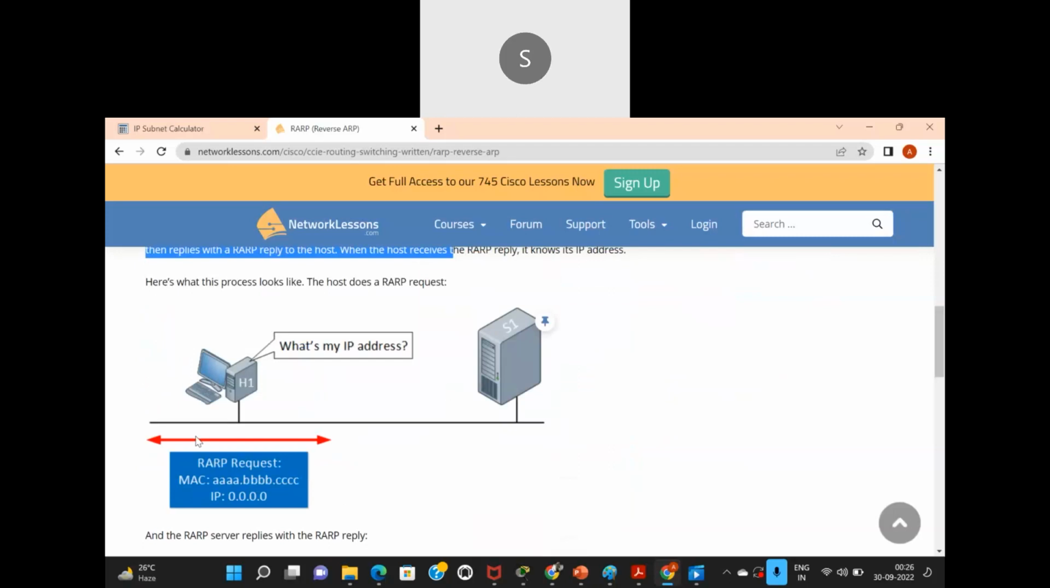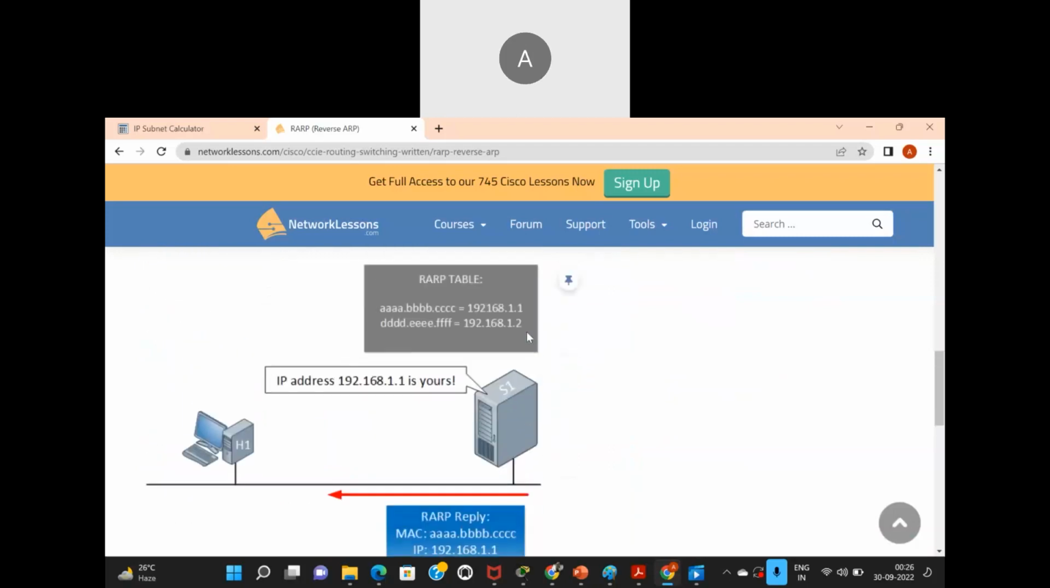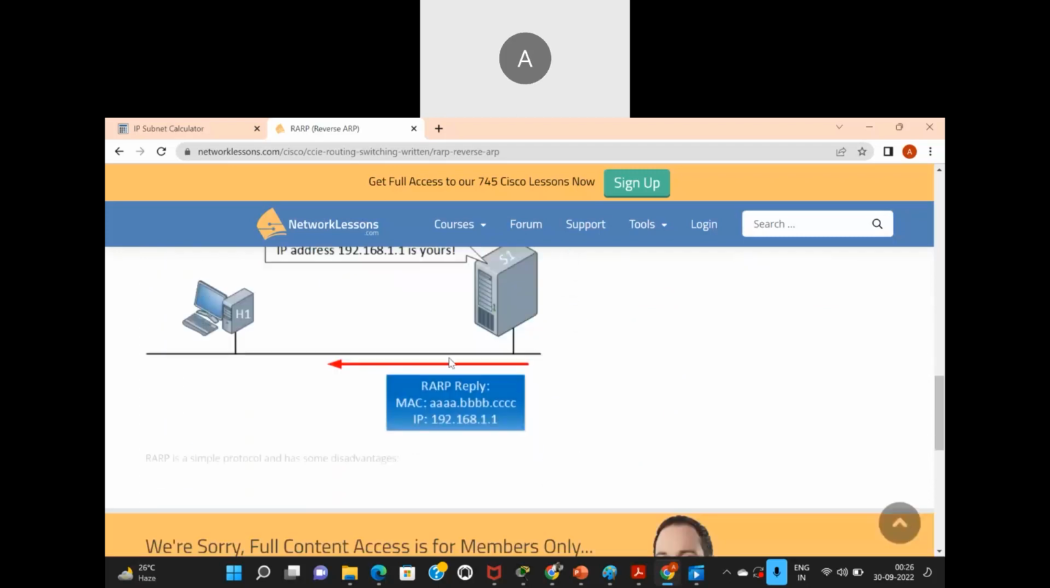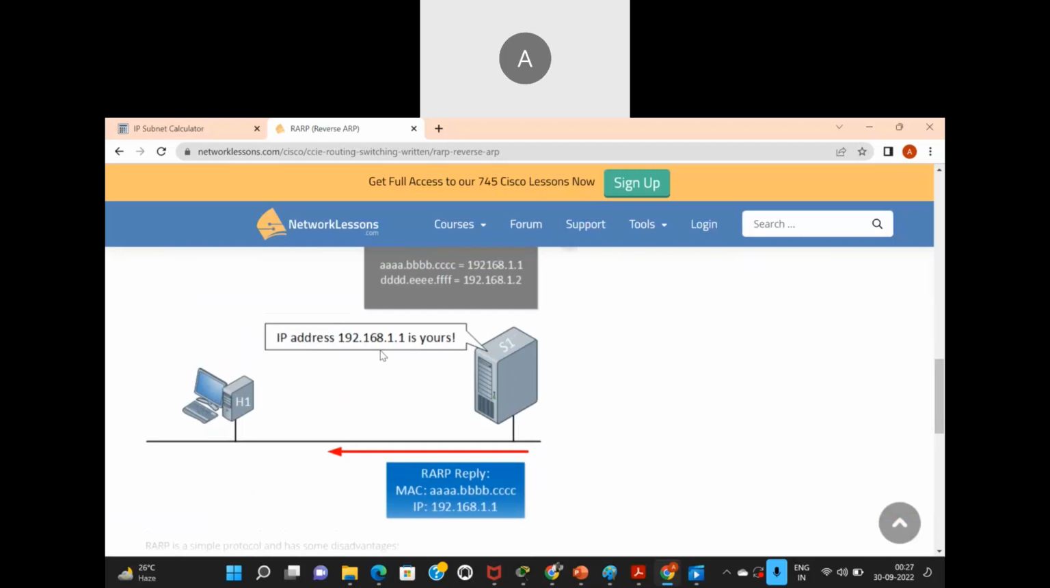So this is the MAC address. It says, what's my IP address? This server checks its RARP table. This is the RARP table, and it says AAABBBC has this IP address. So it says your IP address is 192.161.1.1, and it gets a reply. Because this one did not have a disk before, it was diskless, but you don't use RARP anymore because now we have DHCP servers that can automatically assign you IP addresses. So we don't use them anymore.